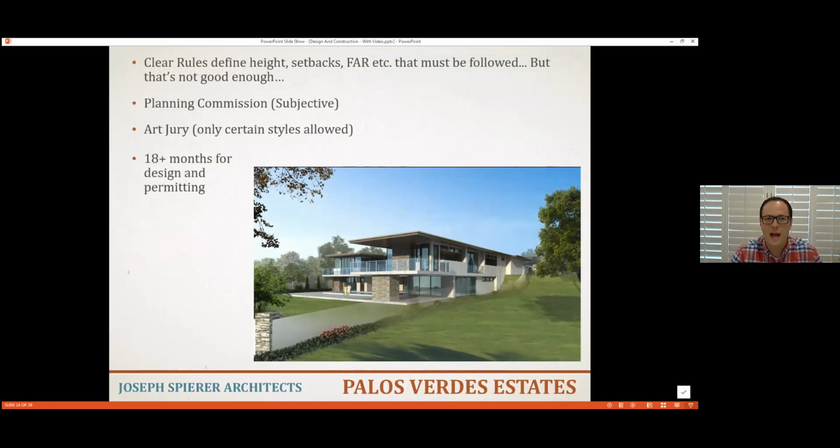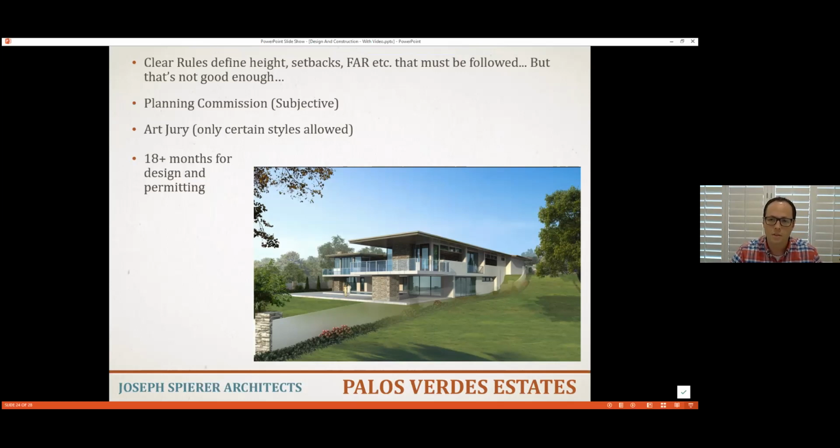Palos Verdes Estates has an art jury, so they have that HOA, that extra layer that adds on months. You have that planning commission. And during the planning commission meeting, you can have a planning commissioner or even a neighbor that says your house is too tall, you need to lower it. Even if you have complied with all of the height, width, size rules, it is not a guarantee. And in fact, it is unlikely that your first submittal will be accepted.